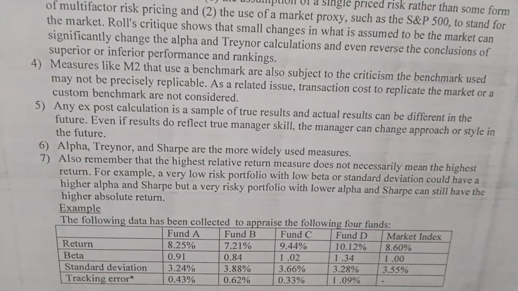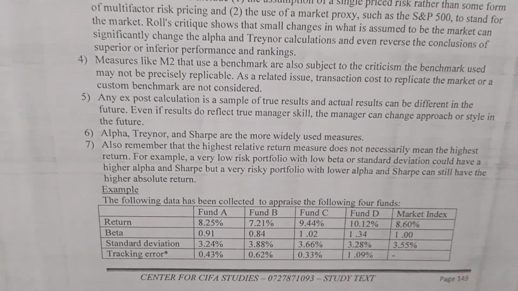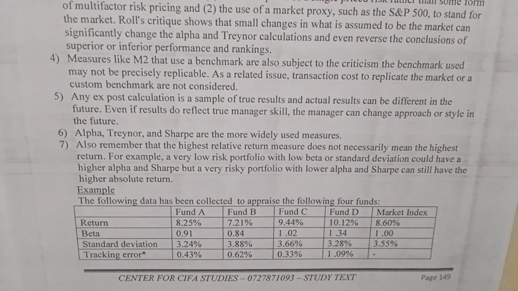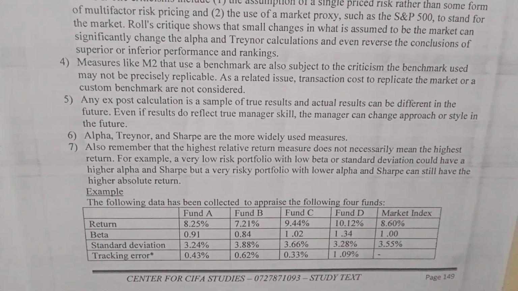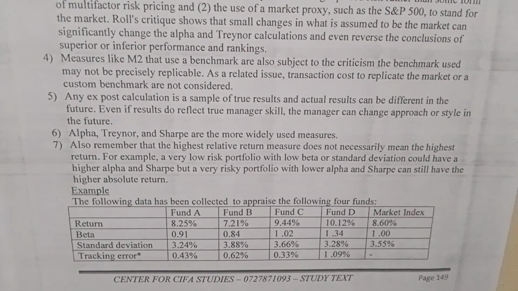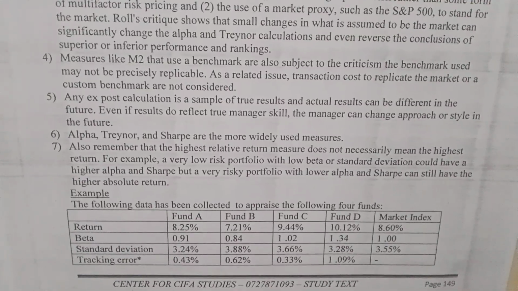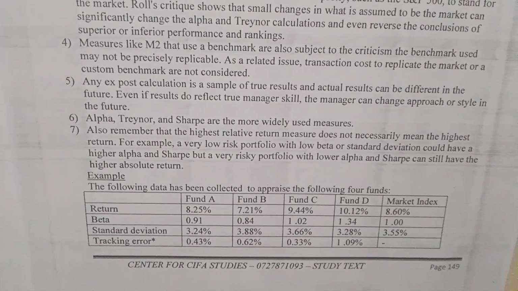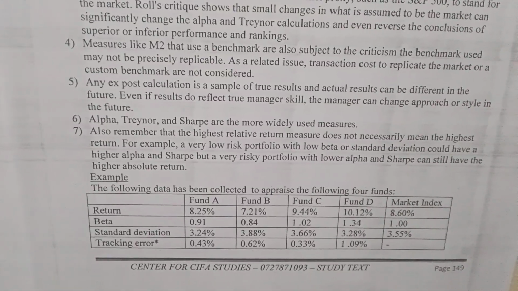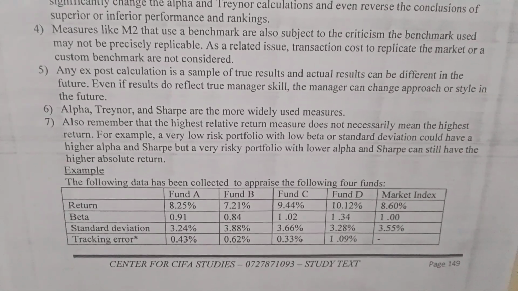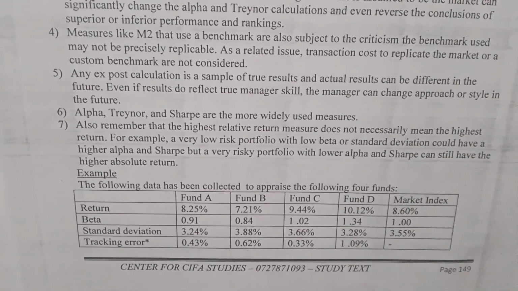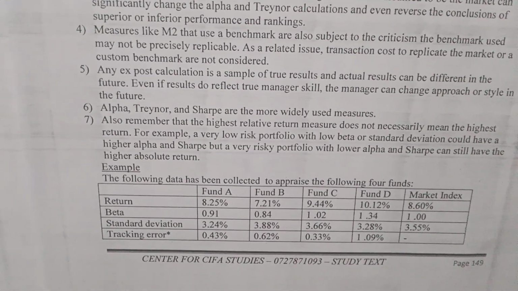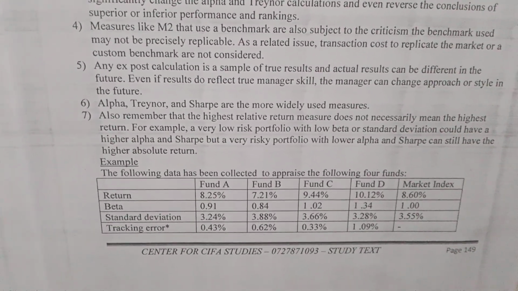Number 4, measures like Modigliani and Modigliani that use a benchmark are also subject to the criticism. The benchmark used may not be precisely replicable. As a related issue, transaction costs to replicate the market or a custom benchmark are not considered. Number 5, any ex-post calculation is a sample of true results, and actual results can be different in the future.